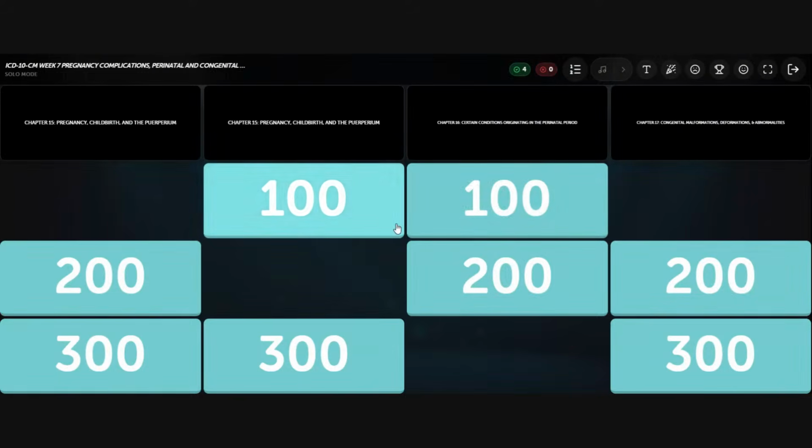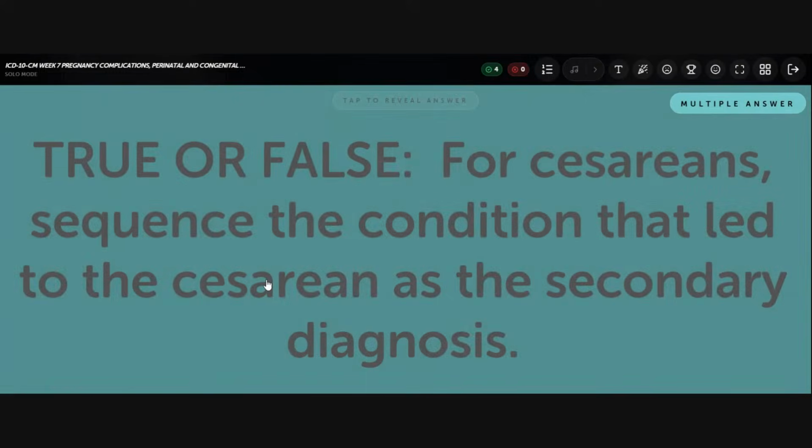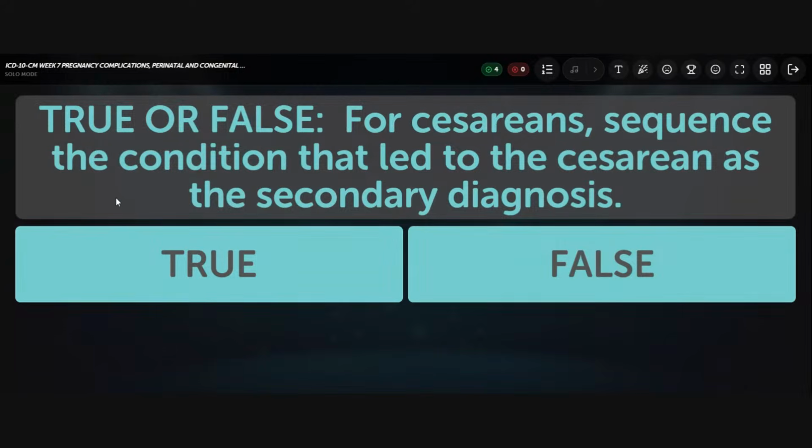Amazing job. Okay, let's move back to our chapter 15. Let's do a 300. Okay. True or false? For cesareans or cesarean section, sequence the condition that led to the cesarean as the secondary diagnosis. True or false? Let me know in the chat, coders. I'll give you guys a few seconds.